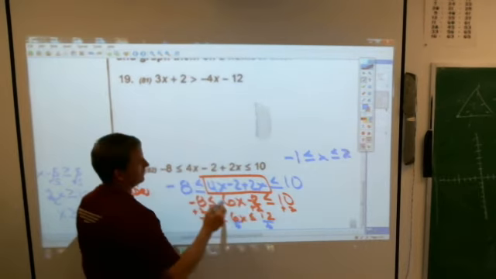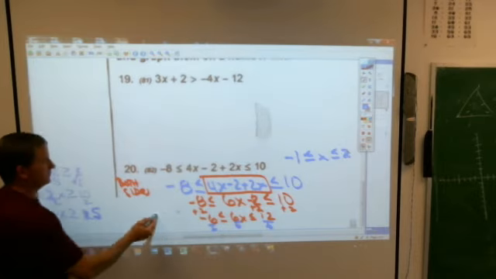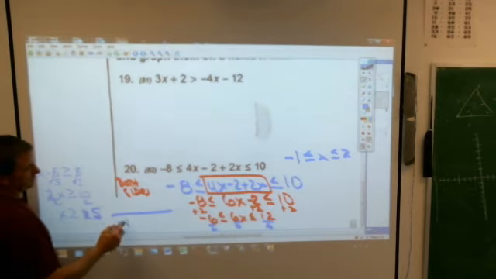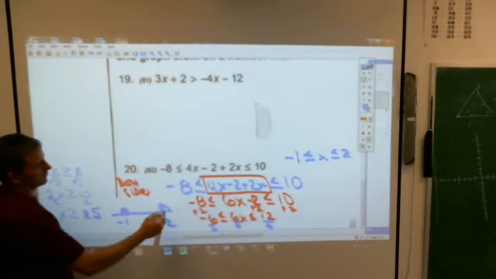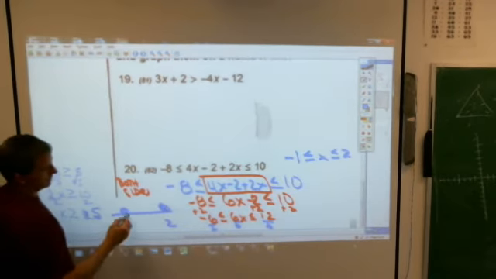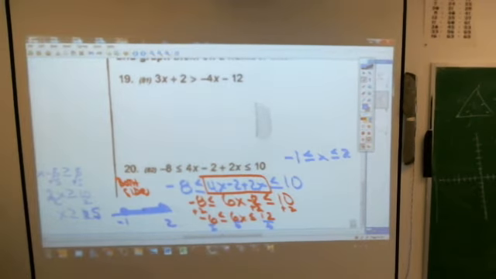And that's that compound inequality that when you graph it, the -1 can be equal to, so you color it in. 2 can be equal to, so you color it in. X is greater than or equal to -1 and less than or equal to 2.